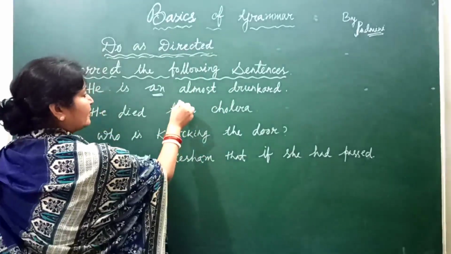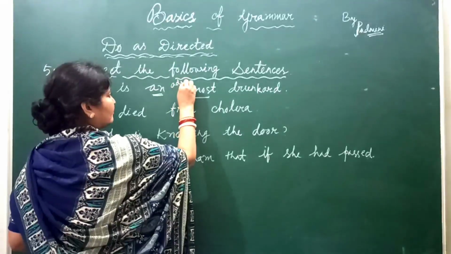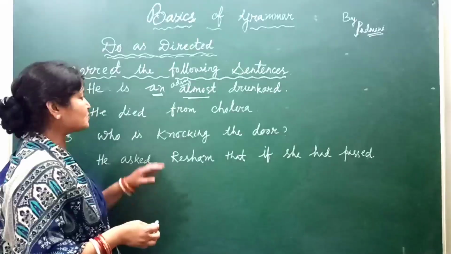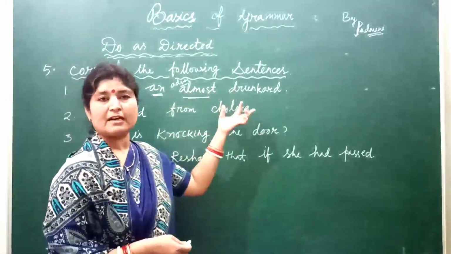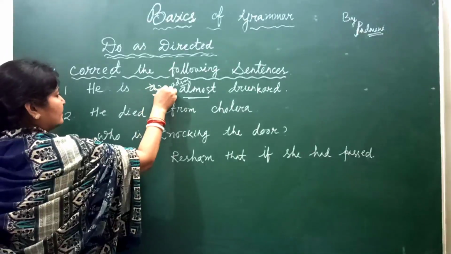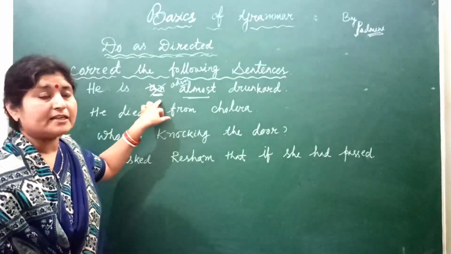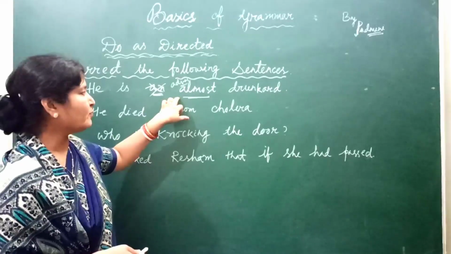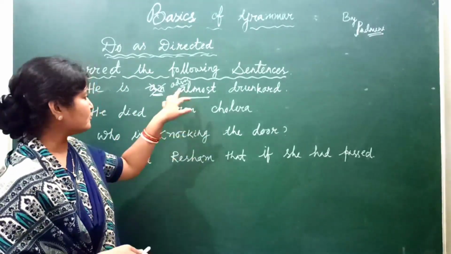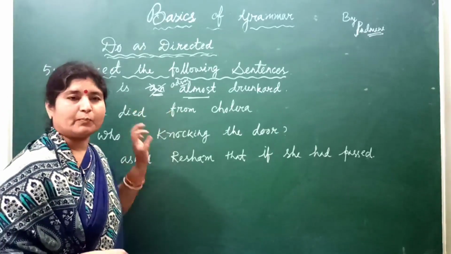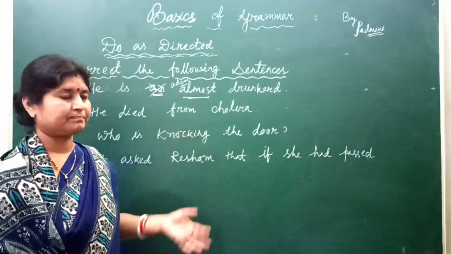So almost is not a noun. It is an adverb. So we should not use here an. He is almost drunkard. Cut an. Okay. Always remember the article is used before the noun, not before an adverb. So almost is an adverb. So we should not use any article before it. So he is almost drunkard.